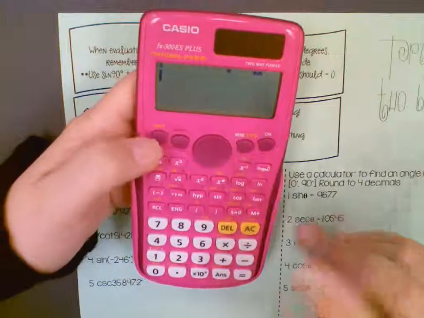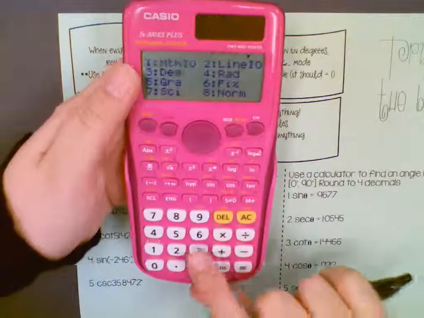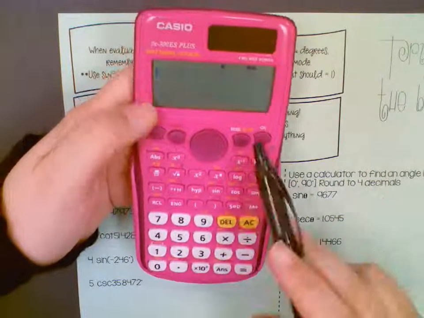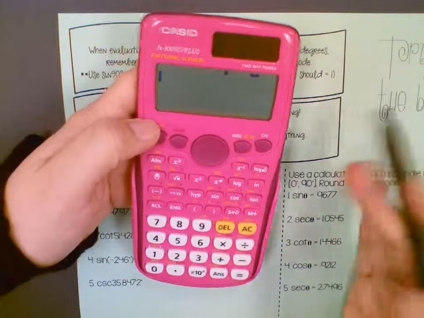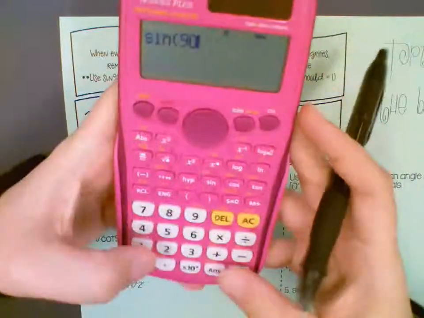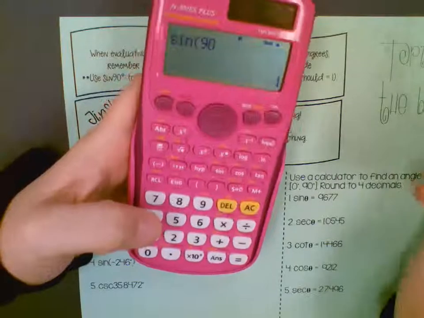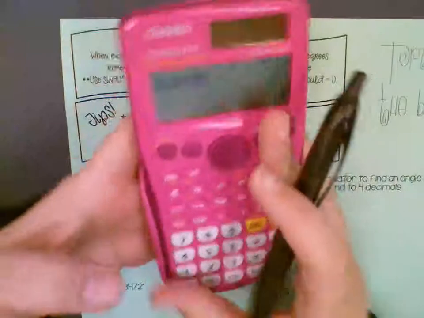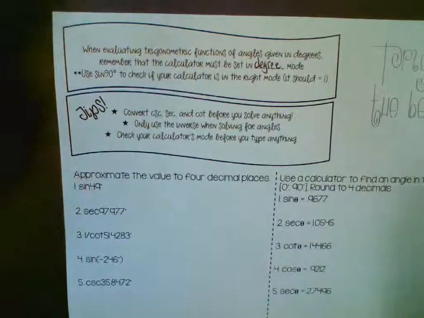You can go to setup and then just figure out how your calculator works, of course, but change it to make sure. Another way that I wrote on here to check is if you type in the sine of 90, it should always come out to be 1. So if it doesn't, that probably means you're in radians. So just check and make sure your calculator is always in the right mode before you start.